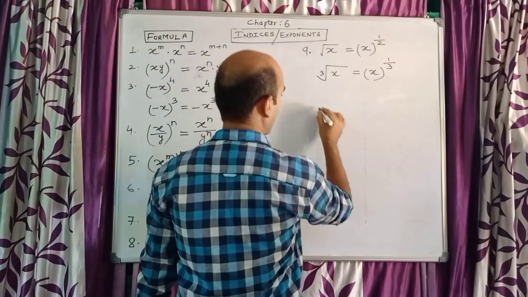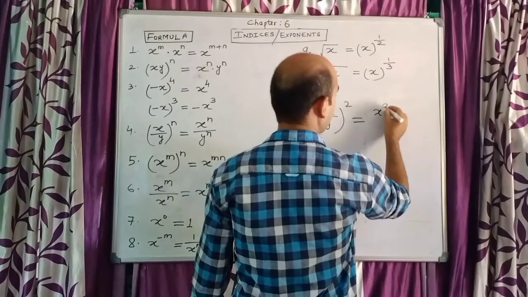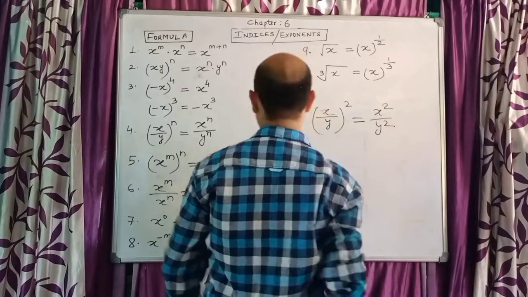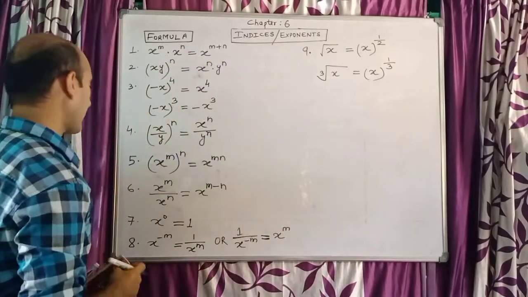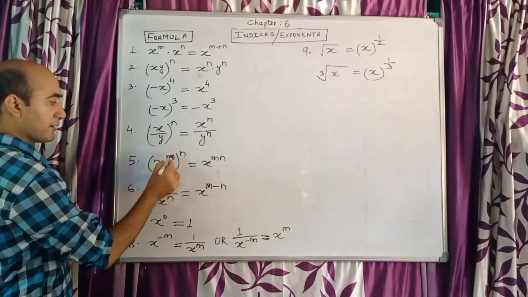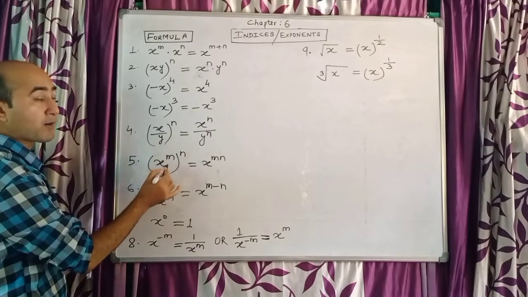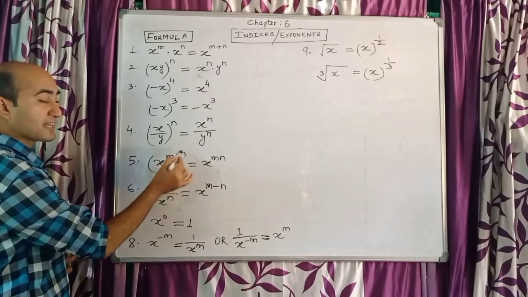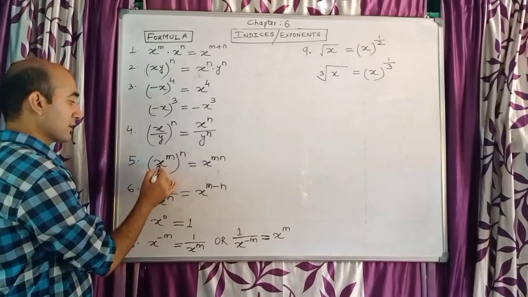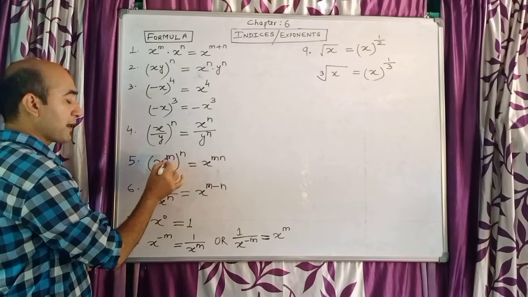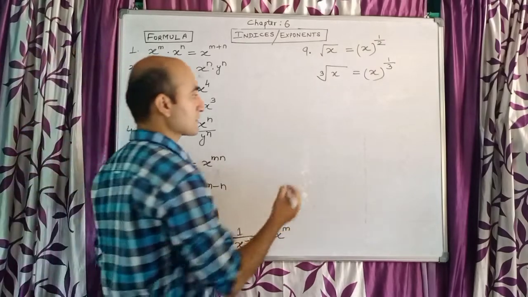Suppose I have (x y) whole squared, then I can open the bracket and write x squared y squared. The same thing is written here in the form of a formula: (x to the power m), bracket closed, to the power n. There are two powers, one interior power and one exterior power. In this case you write the same x and multiply both powers, that is m into n, that is mn.